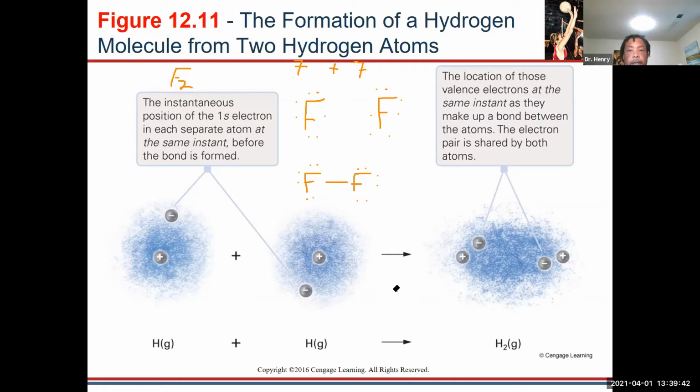Okay, so we want to make sure that we reach the octet. Everybody reaches their octet. In this case, we count the number of electrons around fluorine. That's 2, that's 4, that's 6, and this line counts as 2, right? So that's a total of 8. This guy is 2, 4, 6, 8. Does that make sense?